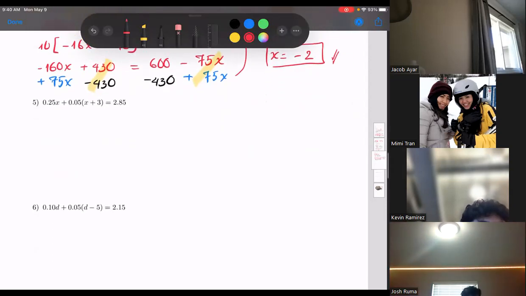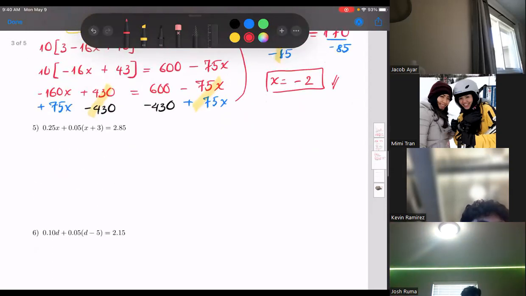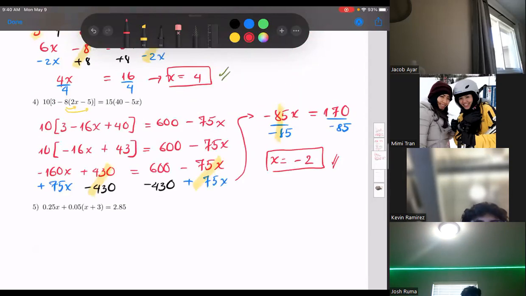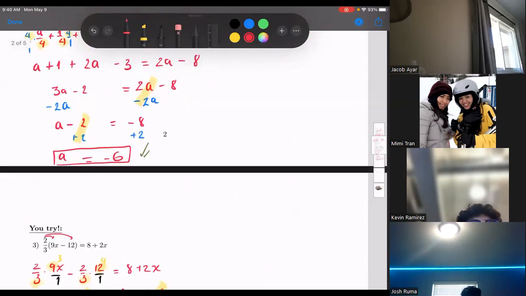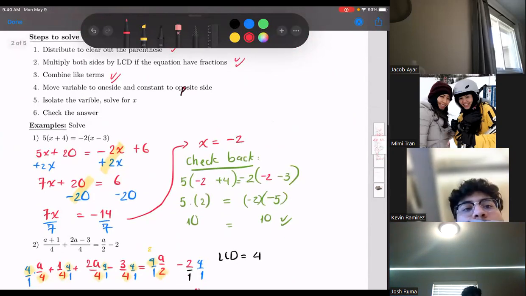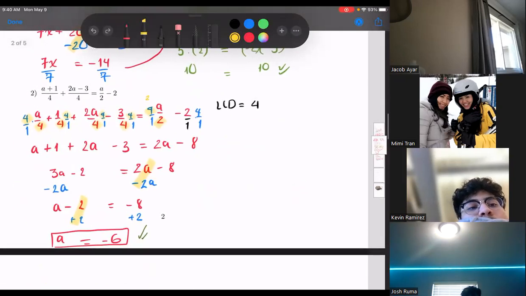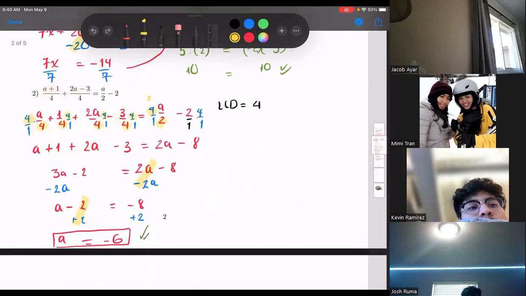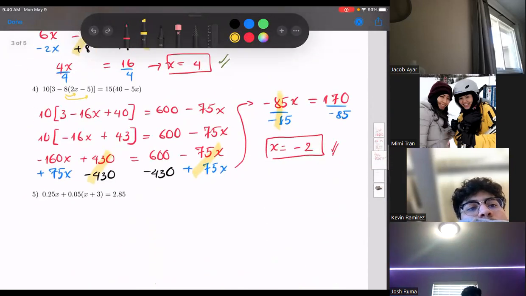All right. Number five: on the exam, expect one of each. As you can see, the easiest one is kind of like these. Those are easy, right? And then expect fraction, and then expect decimal.